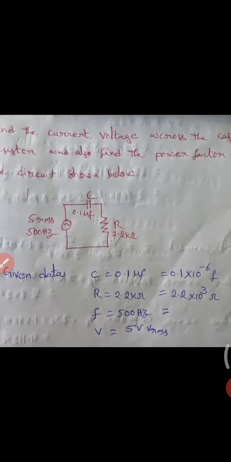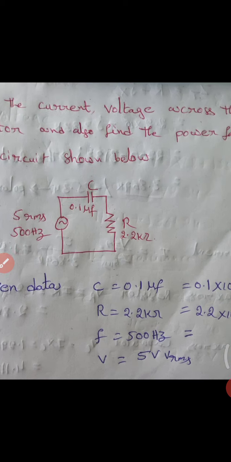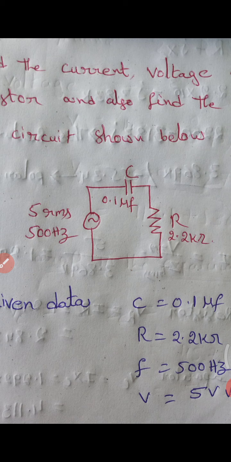Here the problem is given on the RC circuit. The problem is to find the current through, and the voltage across, the capacitor and resistor, and also find the power factor for the circuit shown below. So here the circuit is given. An AC supply excites the capacitor and resistor. These two are connected in series.